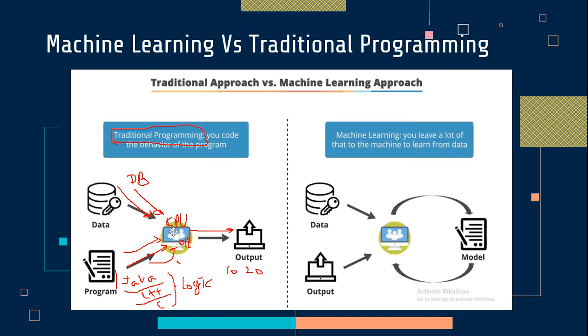The CPU will ask which two numbers they are. Then the database will provide those numbers. Let us consider this database is storing n numbers, like 20, 30, 40. So these n numbers are available in our data. It picks up the first two numbers, makes the addition, and then displays the result, that is 30.